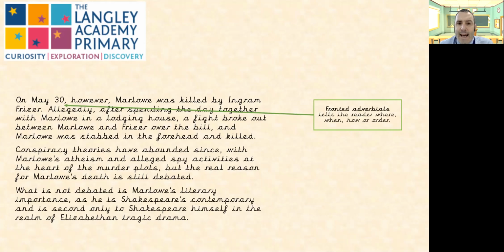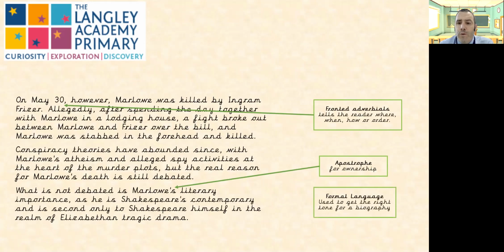Fronted adverbials, again, tell us where, when, how, or the order. So here it tells us when something happened, and it gives us a specific date. We have an apostrophe for ownership. So Marlowe's literary importance is the literary importance that belongs to Marlowe. Formal language is used to get the right tone for a biography. So we're not using slang words. We're using proper written English all the way through this.